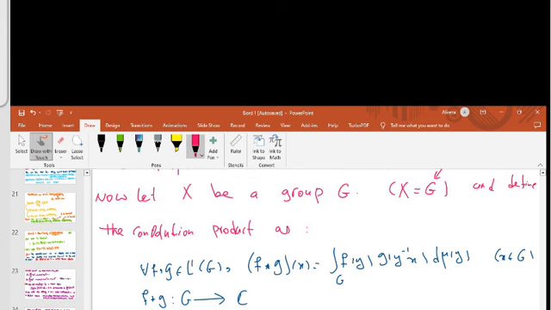Please note that we consider X as a group because we need the inverse of elements. Okay, y belongs to G, so that y inverse is an element of G, and this multiplication belongs to G because G is a group. Finally, this is a complex number function, and we can consider this integral.